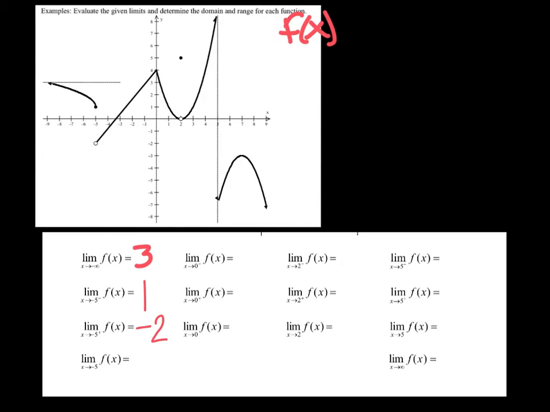Now, this last piece you'll notice is a general limit. It doesn't say the left or the right, which means I have to compare the left and I have to compare the right. Are they the same answer? Well, no, they're not. One was 1 and one was negative 2. So I'm going to say DNE, the limit does not exist.